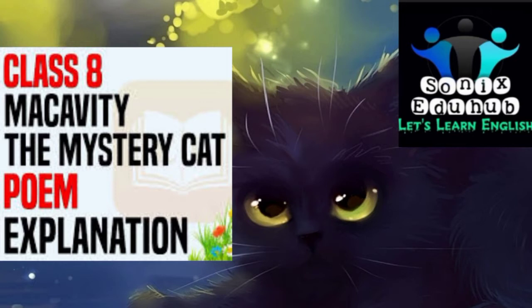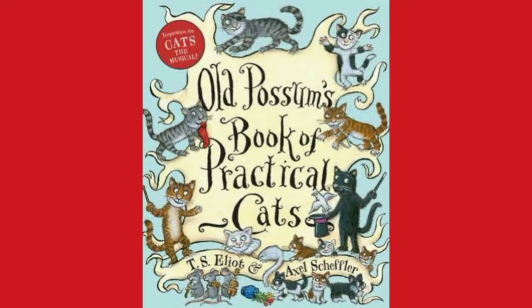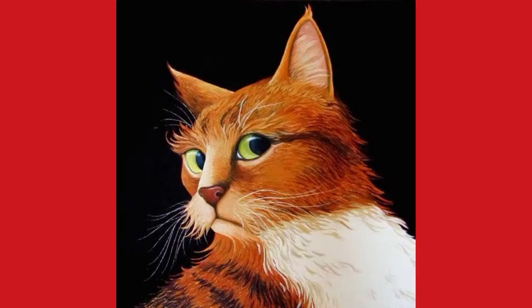This is all about mystery, and this particular poem, this playful poem, is written by T.S. Eliot, who seems to be very fond of cats. This poem is part of his work Old Possum's Book of Practical Cats. This is a poem about Macavity, a villainous character, and is a cat.